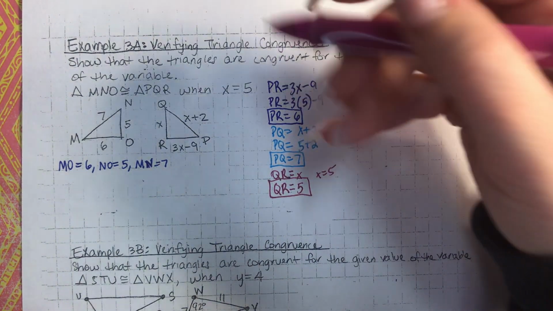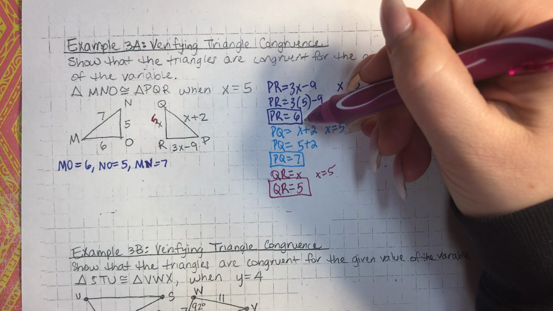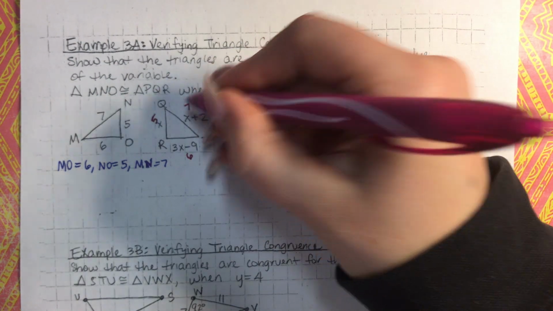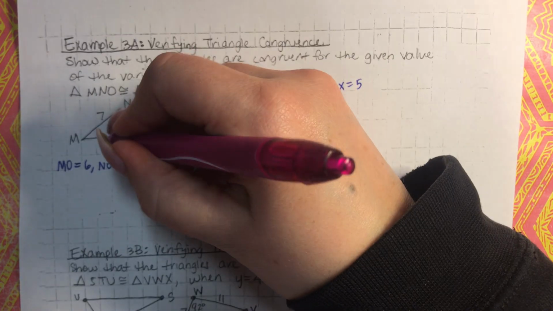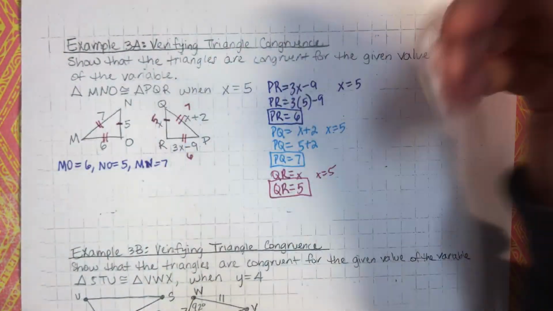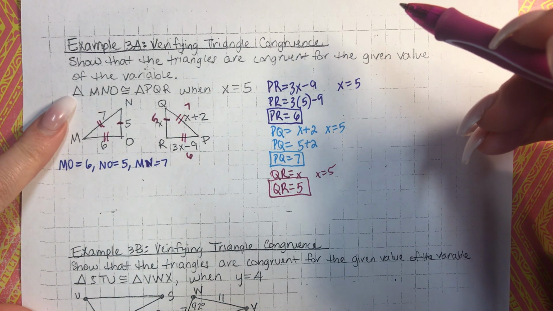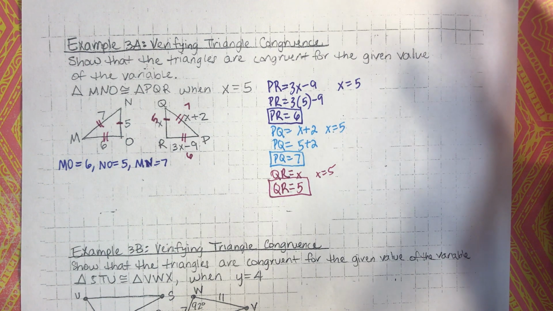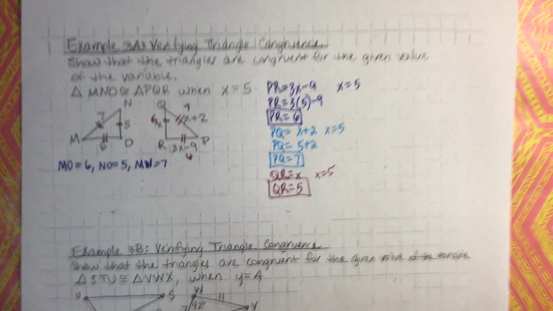Okay, so if we were to write in those values, this is 5, PR is 6, and PQ is 7. You can see that 5 and 5, those are the same. 6 and 6 are the same, and 7 and 7 are the same. So how are we going to be able to say that we can prove that those two triangles are congruent? If you're thinking side to side, you would be correct. So now we just need to go ahead and show that on our paper.